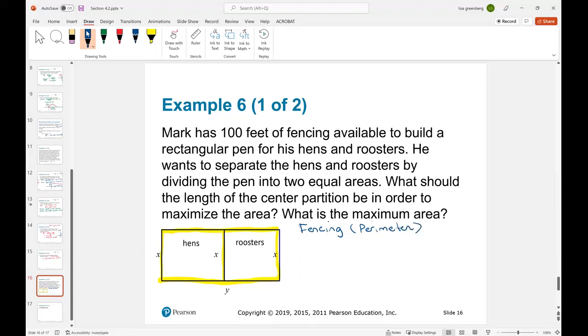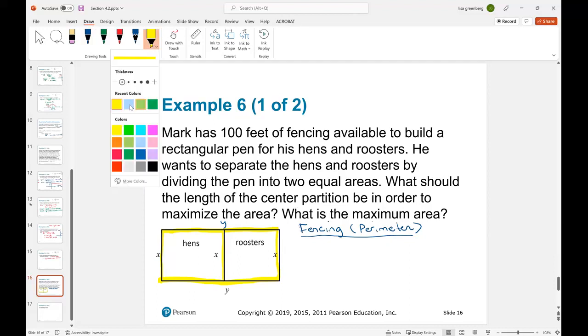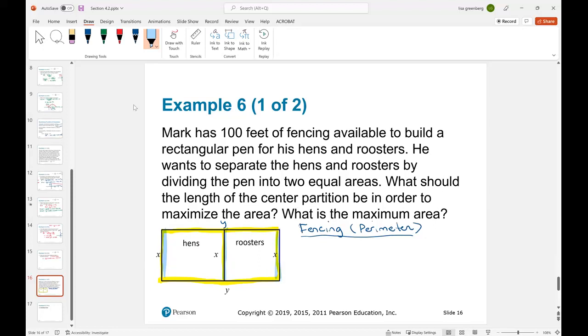The perimeter is the outside of each pen, so they're similar, is 100 feet. So let's see, this is also going to be Y. So where the fence is going to be, I have 3 times X, because this has got to be fenced, and this has got to be fenced, and this has got to be fenced. So that's X plus X plus X, or 3X.